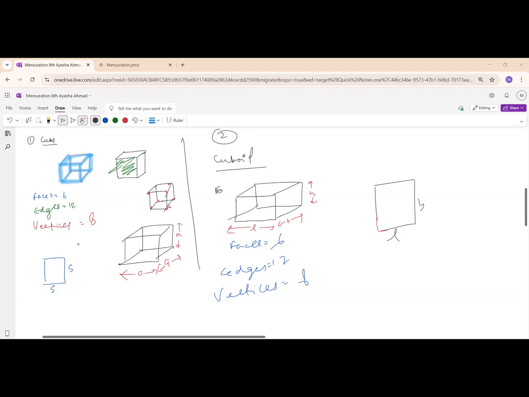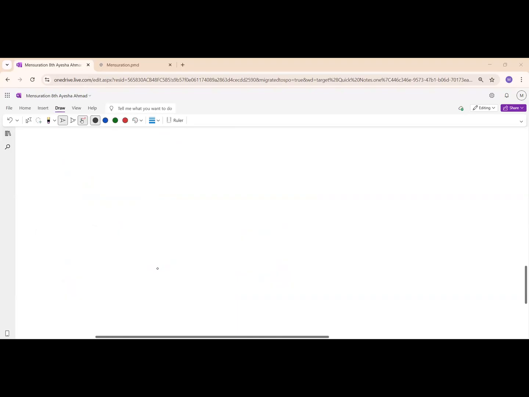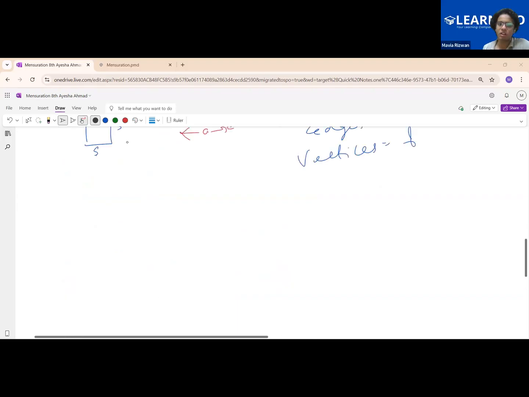Okay, Aisha. Now see, there is something very important which I'm going to tell you. Some new things are coming here, that is surface area and volume. Till now you know perimeter and area, right? Now something new is being introduced, that is surface area and volume. But what is surface area and how is it different from normal area? I'll tell you that.